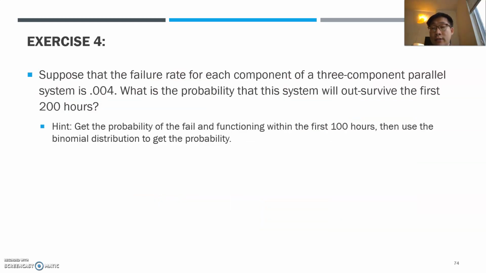Okay, let's take a look at exercise number 4. Suppose that the failure rate for each component of a 3-component parallel system is 0.004. This is lambda, 0.004. That is what it is. What is the probability that this system will outsurvive the first 200 hours? So you can pause a moment and think about how to solve this problem.